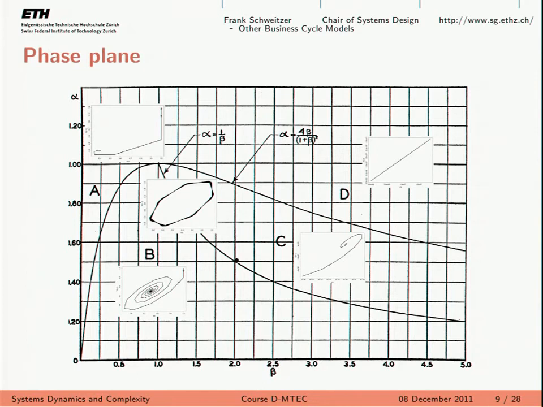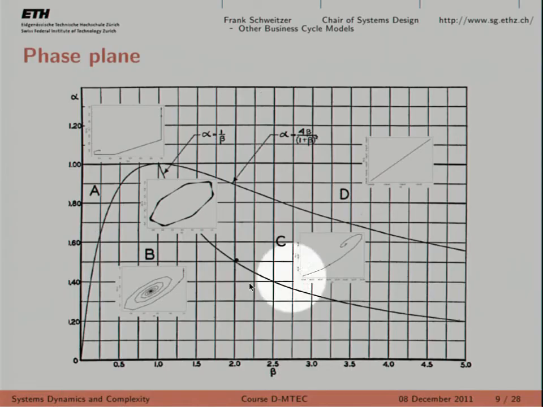Beta, on the other hand, can go basically in any range. So in a sense, this is kind of the reaction of investors. If beta is very high, they really overreact to any small differential. If it's small, they're not sensitive at all. So what we see is the following.